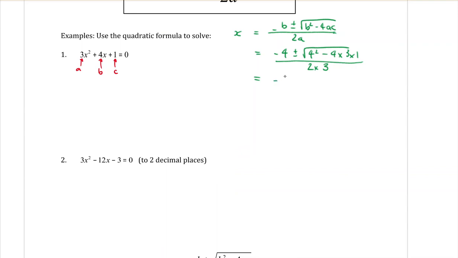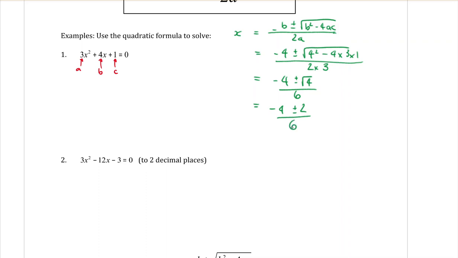So I have minus 4 plus or minus the square root of 4 over 2 times 3, which is 6. Now this actually turns out to be a very nice quadratic, because the number under that square root sign square roots very nicely. It won't always happen, trust me. But this one's going to go nicely. The square root of 4 is 2. So I have minus 4 plus or minus 2 over 6.